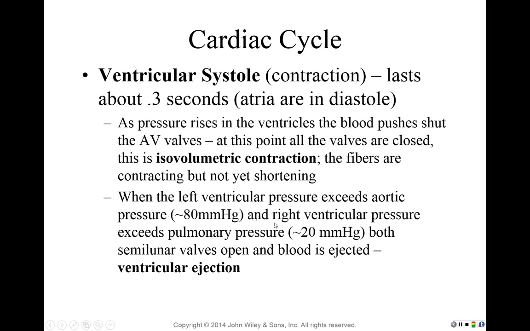Then, as the pressure starts to rise in there, as the fibers shorten, that reduces the volume inside the ventricles, and the pressure has to exceed that which is in the aorta on the left side and in the pulmonary trunk, which is in the right side. And I gave you some values here. Again, don't really need to know these numbers specifically, but understanding that the aortic pressure has to be above, it's usually at about 80, so we've got to exceed that pressure to push those valves open, and in the pulmonary trunk about 20.